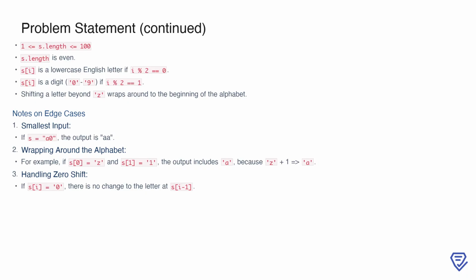For a zero shift, such as when a digit is 0, the corresponding letter remains unchanged. For example, if the input is s equals x5y0z9, the output becomes csyzi, as the shifts handle wrapping and zero shifts correctly. These details ensure you can handle all possible inputs confidently.